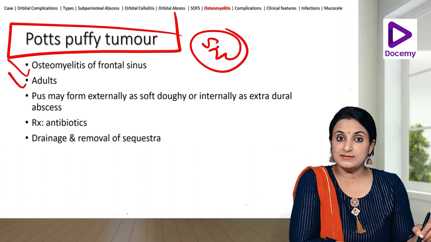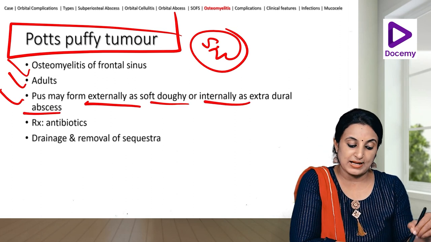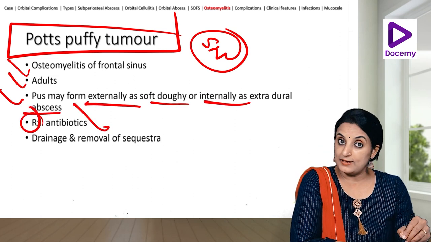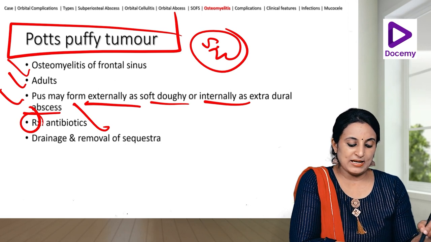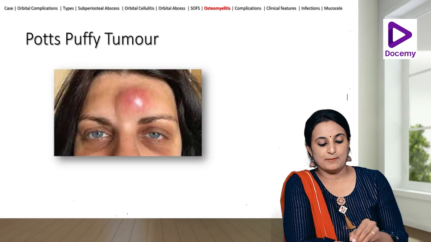It's usually seen in adults, where the pus is felt externally as a soft doughy swelling, and internally as an extradural abscess. The treatment is usually by IV antibiotics as usual, and in some cases you may have to drain and also remove the sequestra. This is a typical Pott's puffy tumor.